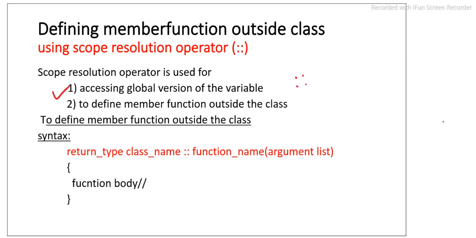We can access the global version of the variable using this operator. The operator symbol is the double colon, and we need to put the variable name. Like this we can access the global version of the variable. I have discussed this in the previous lectures. The second use is to define the member function outside the class.